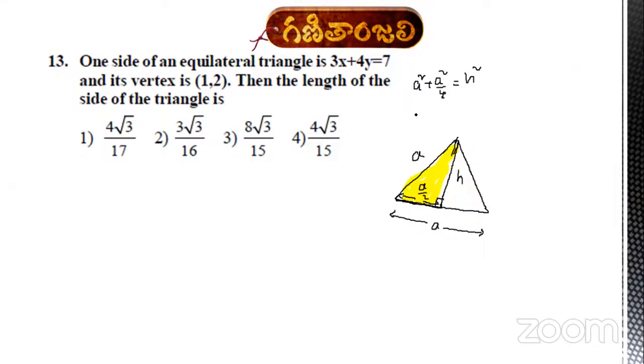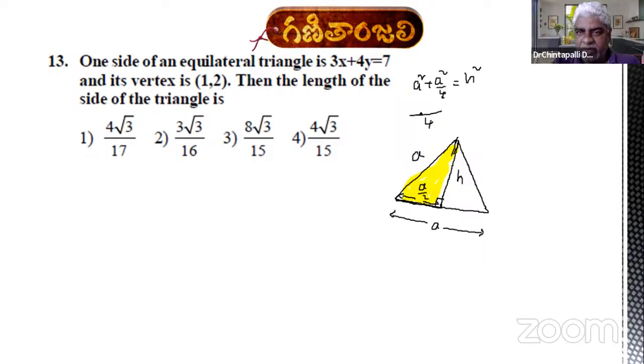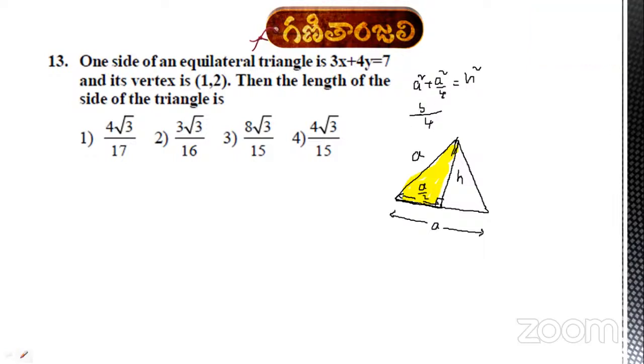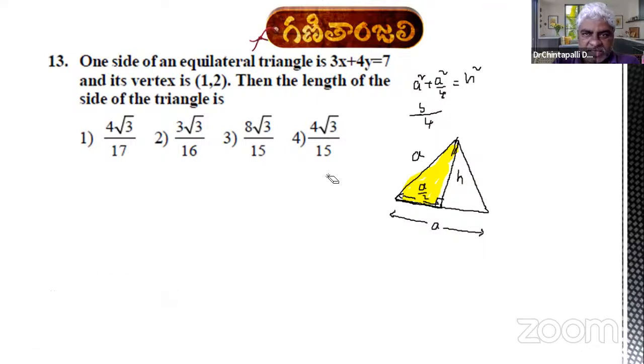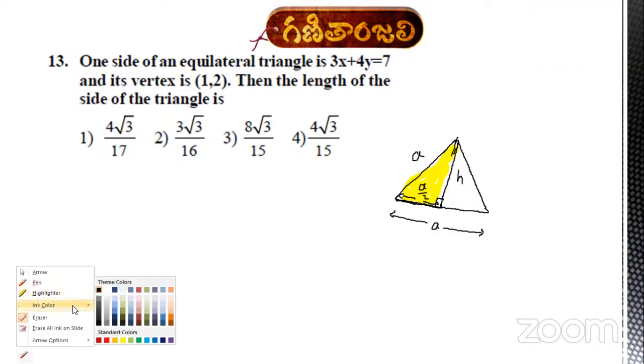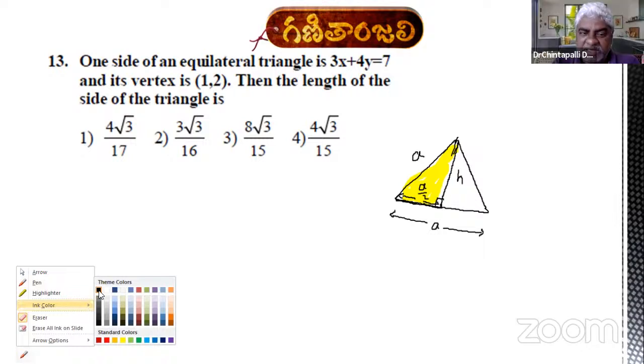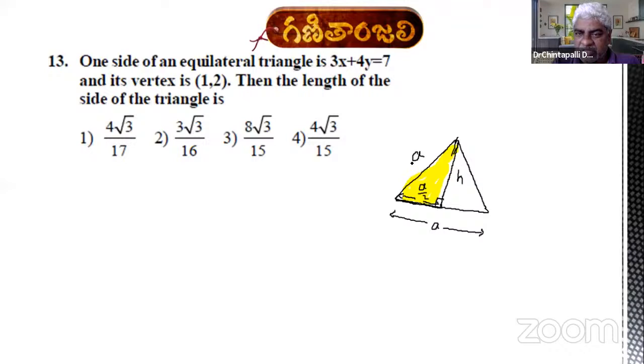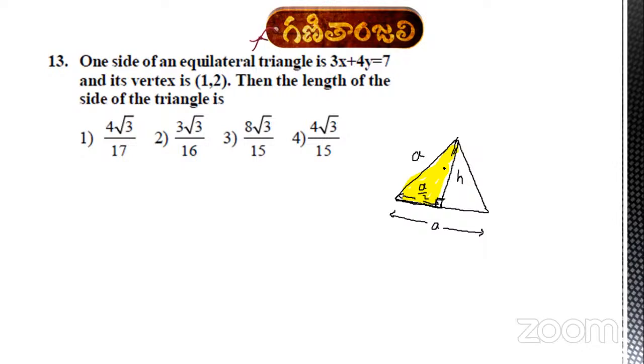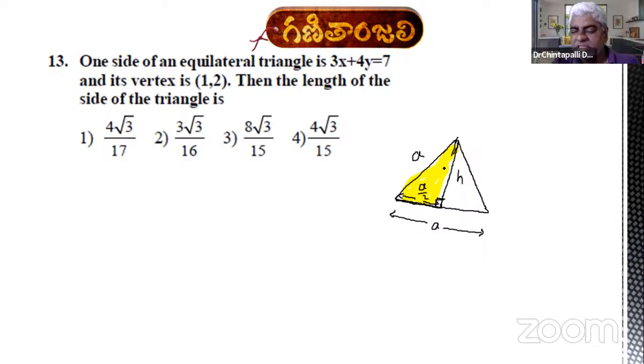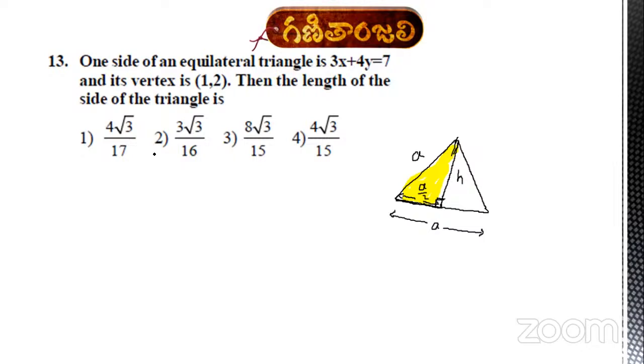Sorry, there is a mistake. What are the sides and what is the hypotenuse? A by 2 and H are the sides. A is the hypotenuse, because the side opposite to 90 degrees is called the hypotenuse. So what is the actual formula?